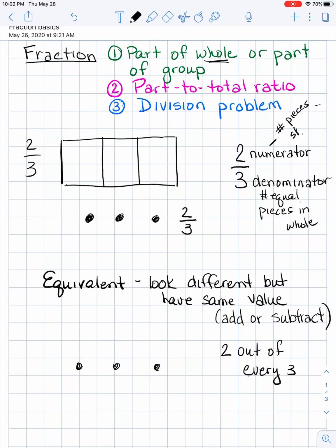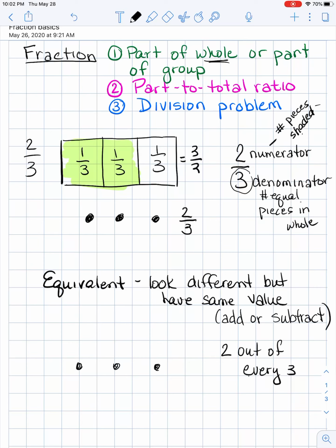And the numerator is the number of those pieces that we're going to focus on. And in this case, we're going to be shading them in. So the number of pieces shaded. So when I model 2/3, I take my whole, I divide it into 3 equal pieces, and I'm going to shade 2 of them. Okay, because each of these pieces represents 1/3. And now you can easily see that I'm modeling 2 out of 3, or 2/3.